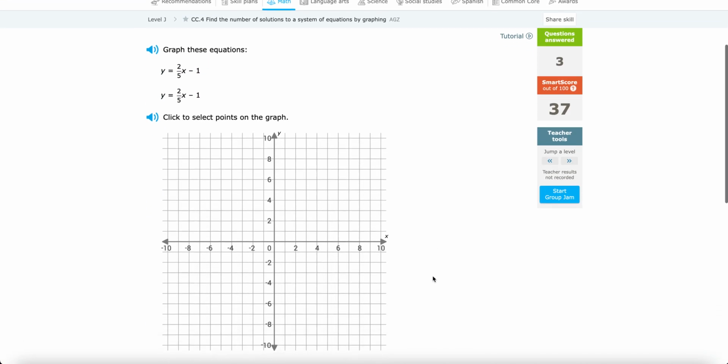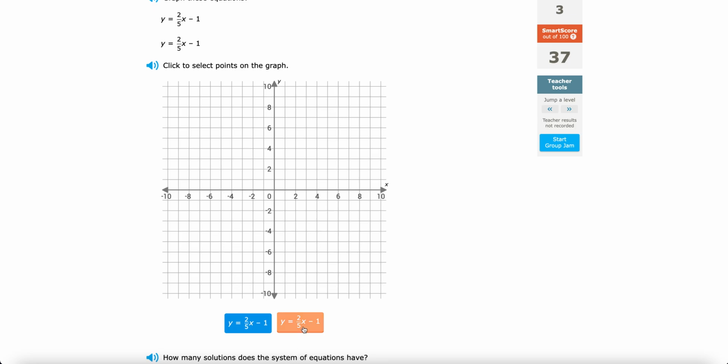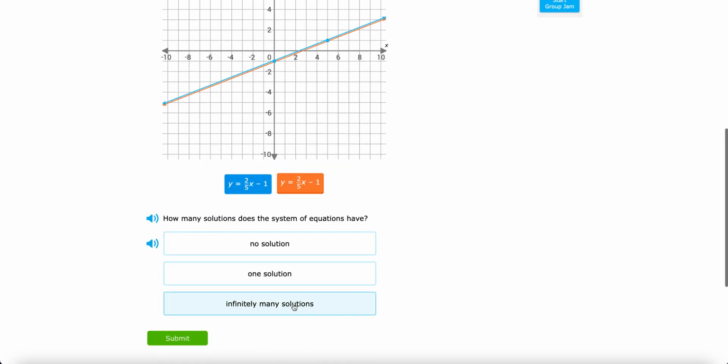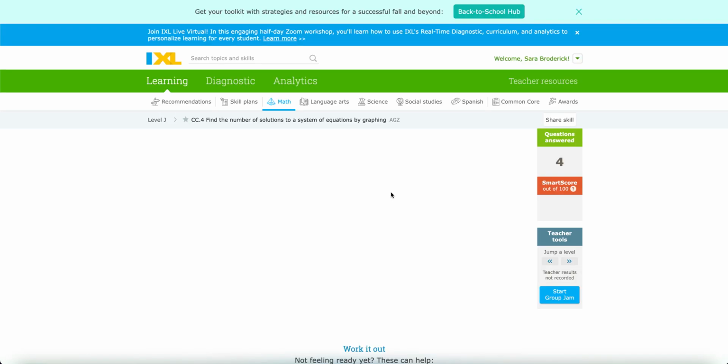Okay, now, what do you notice about these equations? These equations are the same, right? So when I graph this, I start at a y-intercept of -1, and then my rise is 2, and my run is 5, and then I do the same thing again. I start at -1, and my rise is 2, and my run is 5. I end up with the same line. These lines are just sitting on top of each other. That has infinitely many solutions, okay?